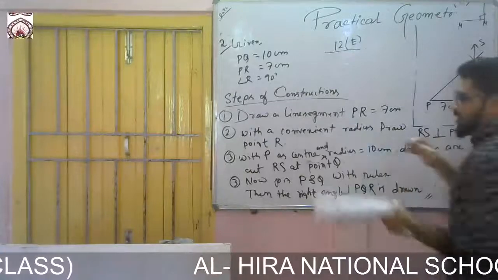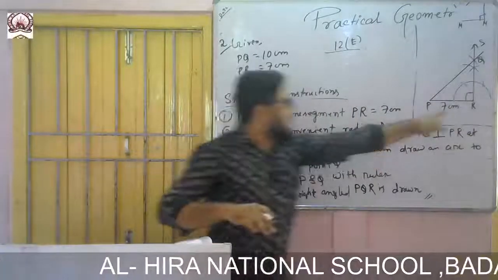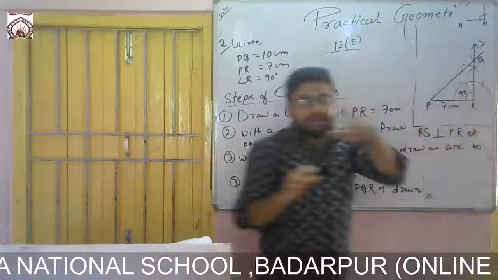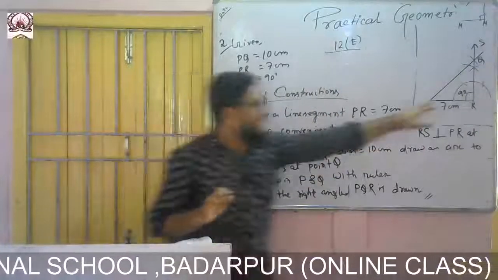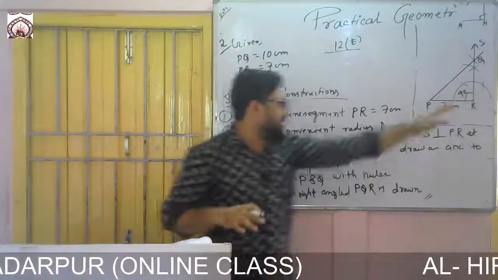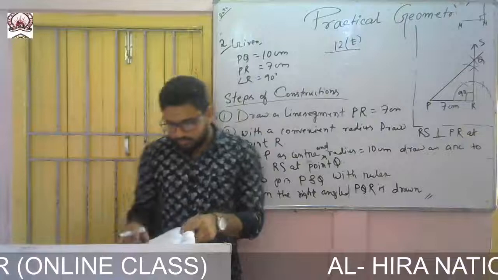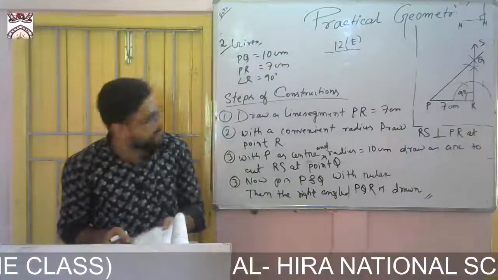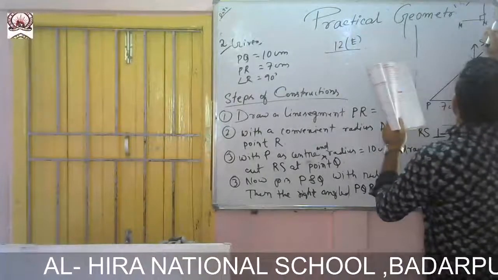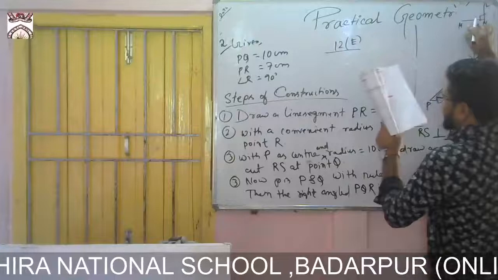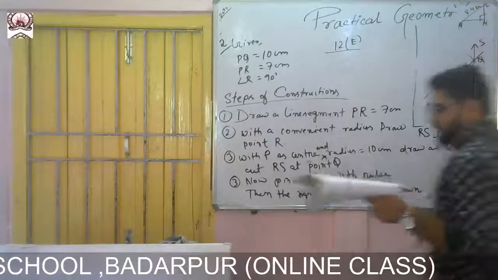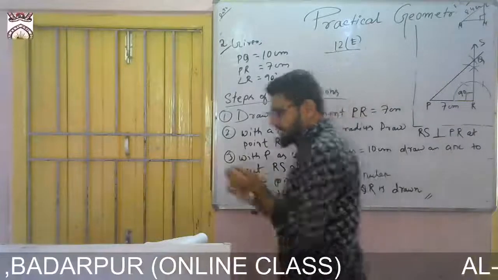One thing you remember: here 90 degree is not given, so you give 90 degree in all figures. Don't forget to give 90 degree in all figures. Then at N I shall draw 90 degree, and this will be L. LM is given as 8.4 centimeter. So I shall draw this one. This is exactly the same.